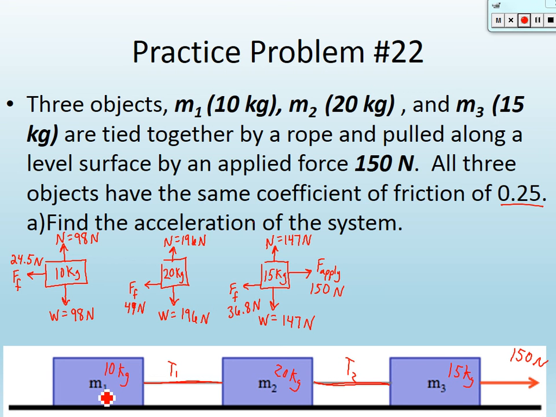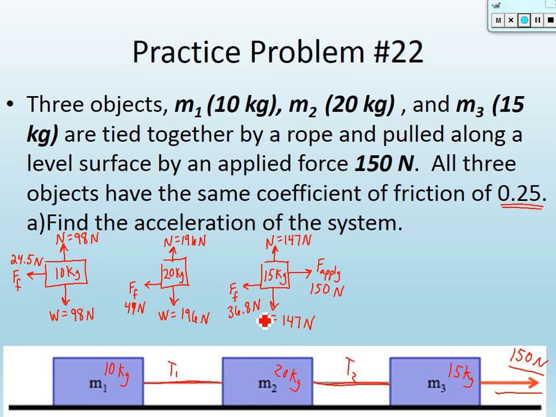So let's start over here with M3. We've got an applied force of 150 newtons, so hopefully you drew that in. The weight of this is 9.8 times 15, which is 147. That means the normal force has got to be 147. And since this whole system is being pulled to the right, friction has got to be going in the opposite direction of motion, so it's going to the left. You find friction by taking 0.25, our coefficient of friction, and multiplying it by the normal force. You should get around 36.8 newtons.